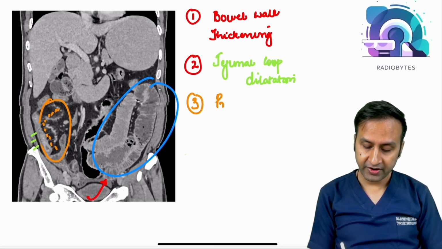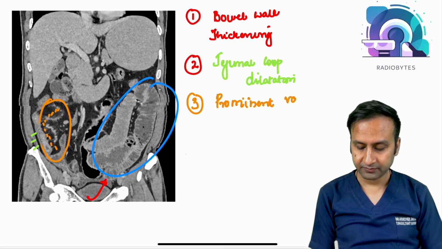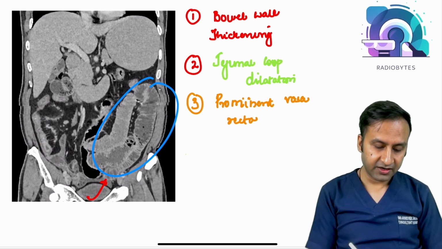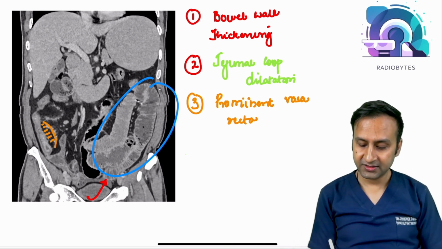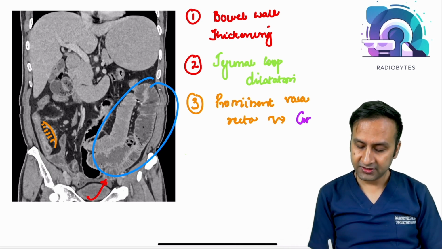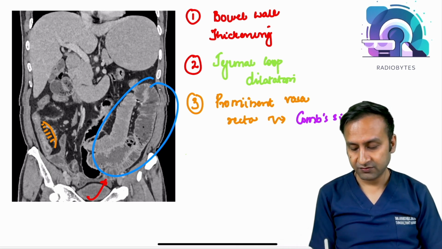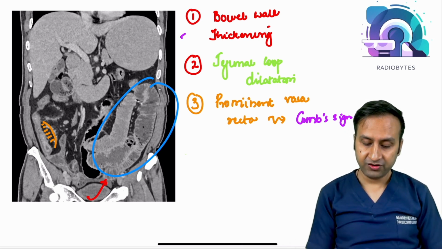So the third important finding is prominent vasa recta. The appearance of the vasa recta, which have become prominent, is just like the teeth of a comb. If you make a comb like this, it just looks like the teeth of a comb. And this is why there is a famous sign which you might already be knowing about, called the comb sign, which is associated with this particular disease entity. So from this particular image, we can at least pick out these three important findings.